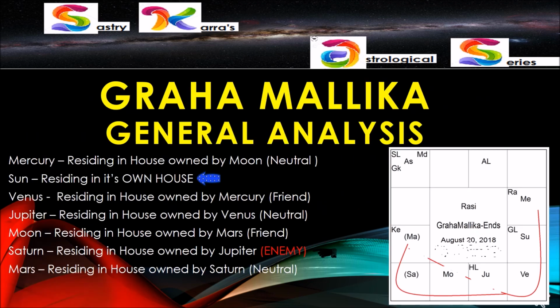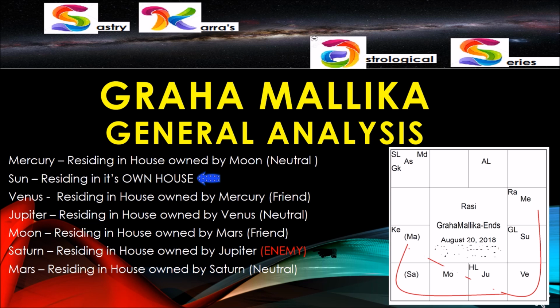Before you try to analyze any chart during this Saptagraha Mallika period, the first and foremost thing you have to see is where the planet is residing, who is the house lord for that Rashi, and what is the relationship between the planet and the house lord. If the house lord and the planet have a friendly relationship, then depending upon the individual's chart, that particular house will get activated by that particular planet. I will explain in more detail later when I take one or two examples.